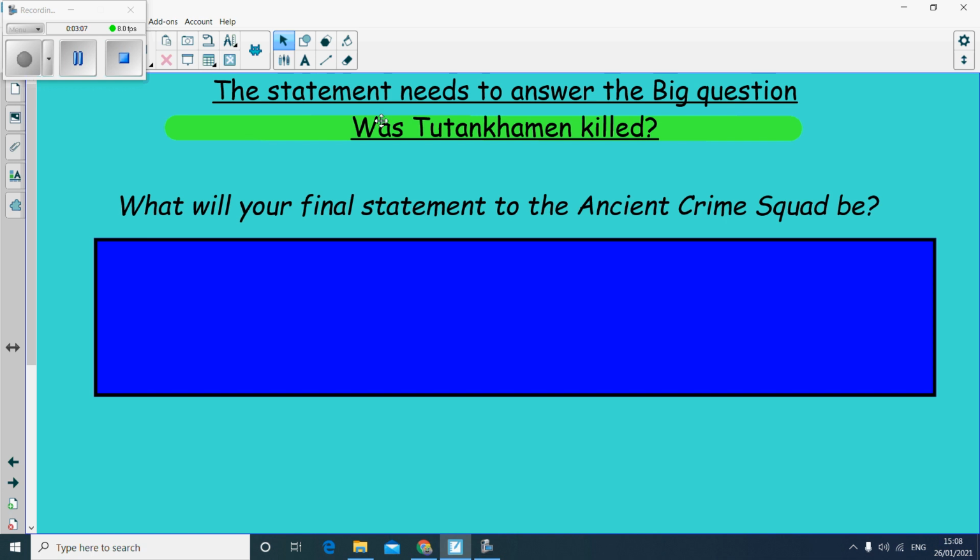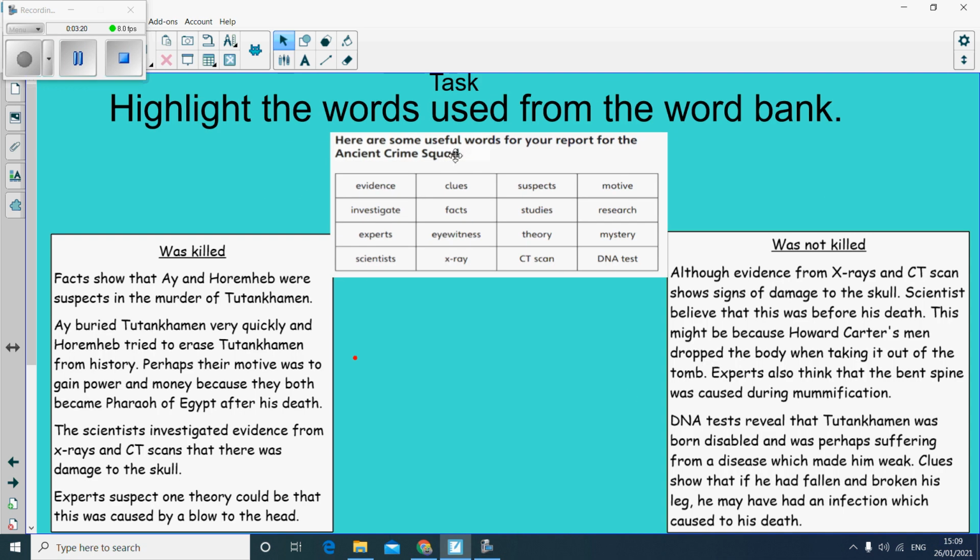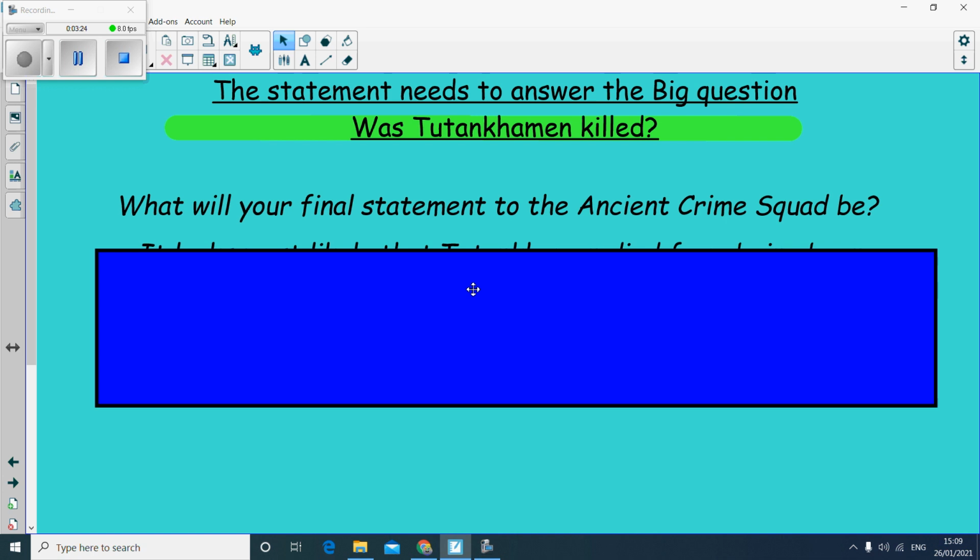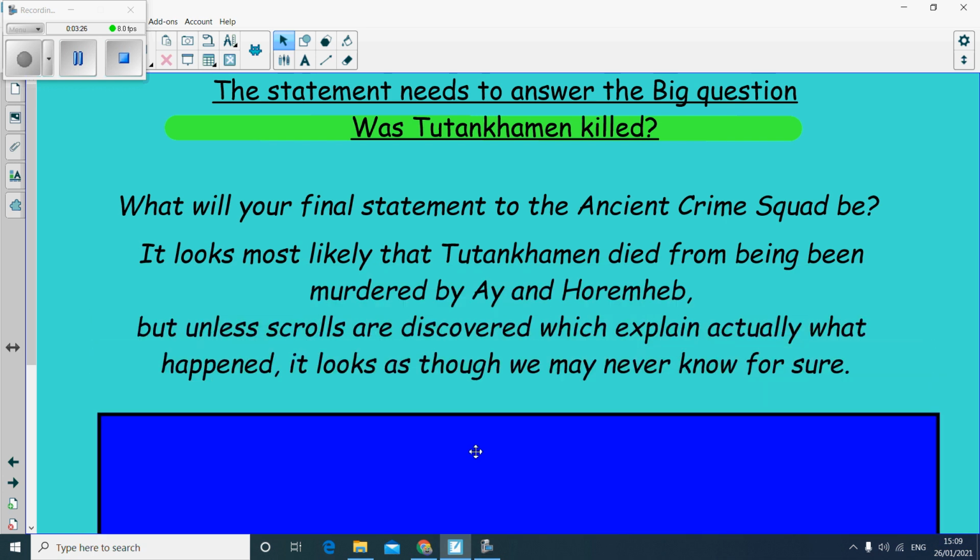So what we need to do is we need to have a statement that needs to answer the big question. So your title today will be, was Tutankhamun killed? And then you are going to put in your evidence to back up your answer using the words from the word bank. And then a final statement to the Ancient Crime Squad.